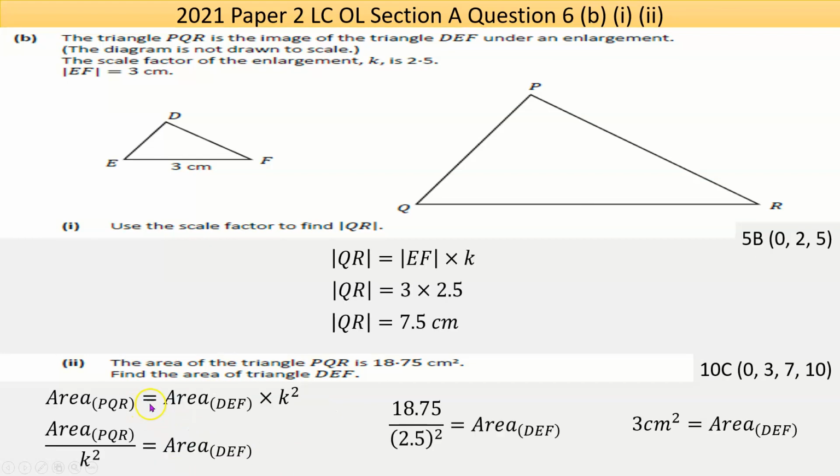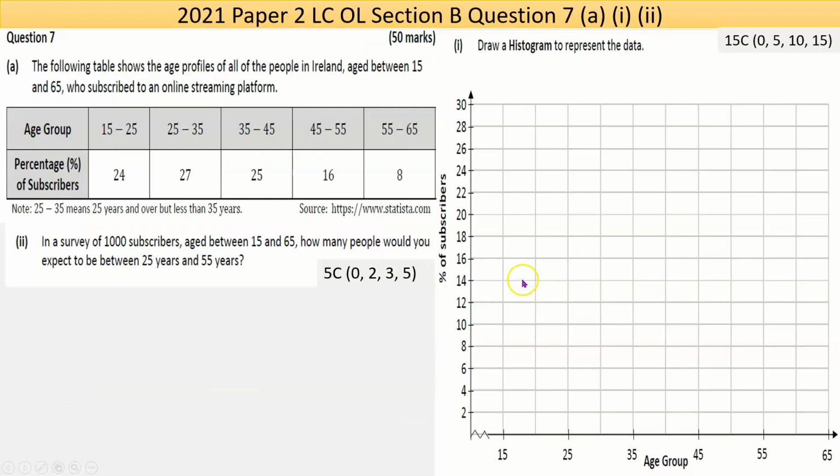I have it done here on the next page. 18.75 divided by 2.5 squared gives you an answer of 3 centimeters squared. And that's the area of DEF. So for both those parts, if you know the formulas or have an awareness of them, especially the second one, it makes it easy. The first one you could probably guess by trial and error and common sense. Part 2 is a bit harder. If you don't know this formula, you're probably going to be waffling around trying to get to an answer. Anyway, that's question 6, part B.